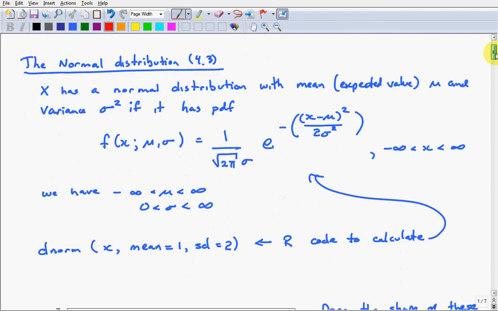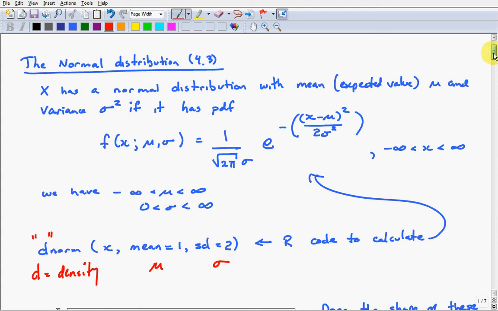So if you want to evaluate this function in R, you can use the function dnorm. The d here stands for density. That's why all of these R functions that give the probability density function, and in fact the probability mass function too, start with a d. So in R you would give it the value x that you want to use, and then specify the mean, mu, and the standard deviation, sigma. So that's how you'd calculate it.